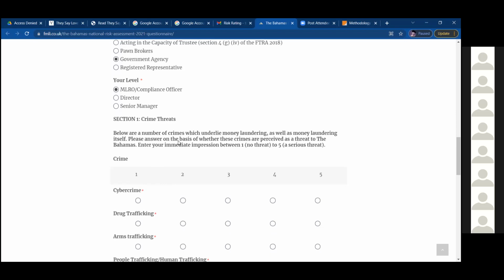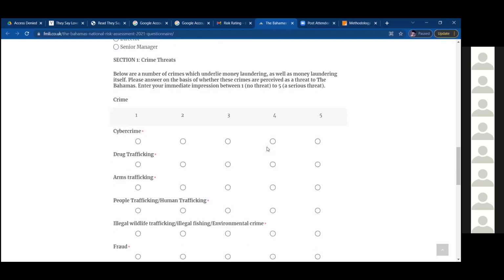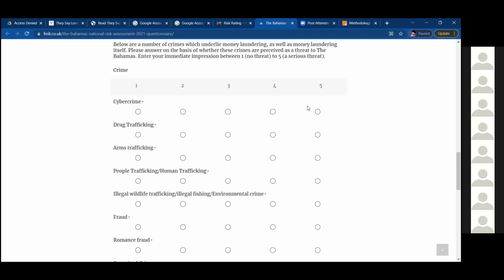Say below are a number of crimes with underlying money laundering, as well as money laundering itself. Please answer on the basis of whether these crimes are perceived as a threat to the Bahamas. Enter your immediate impression between 1, no threat, to 5, serious threat. Okay, so cyber crime, serious threat. Drug trafficking, serious threat. Arms trafficking. You all can tell me if you agree or disagree.